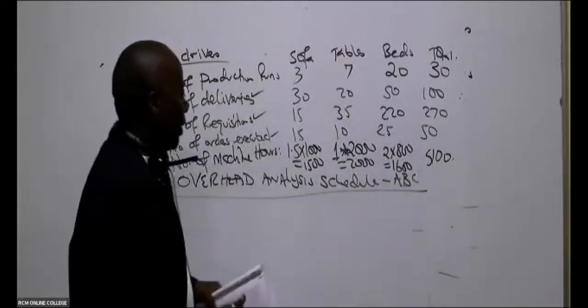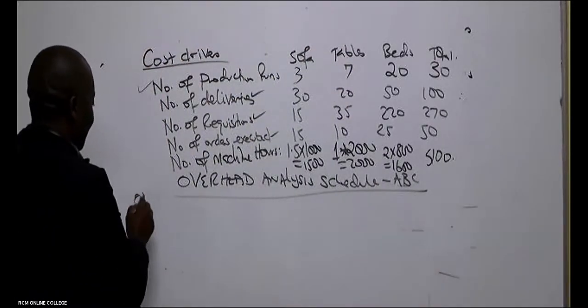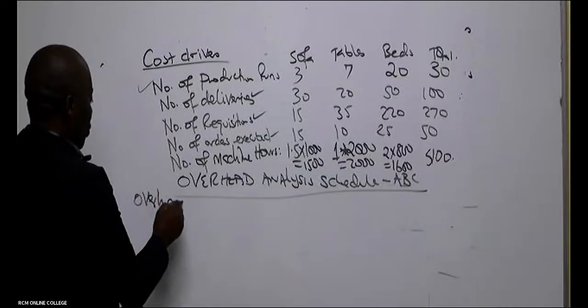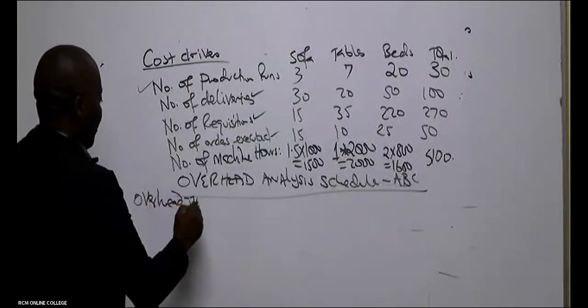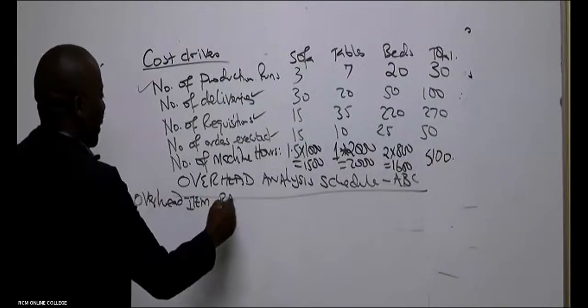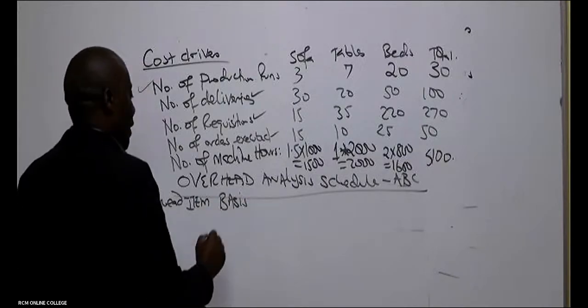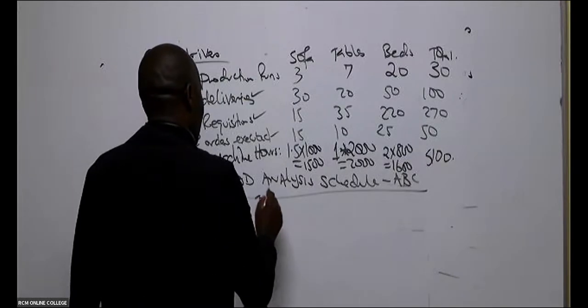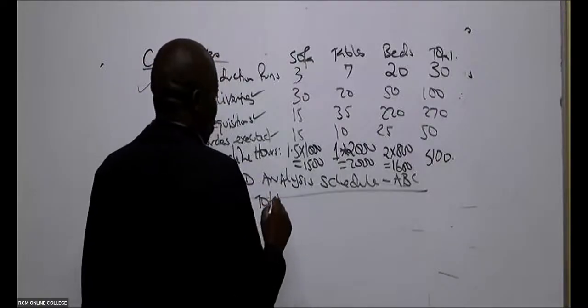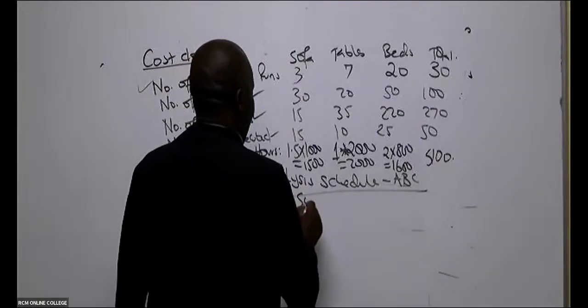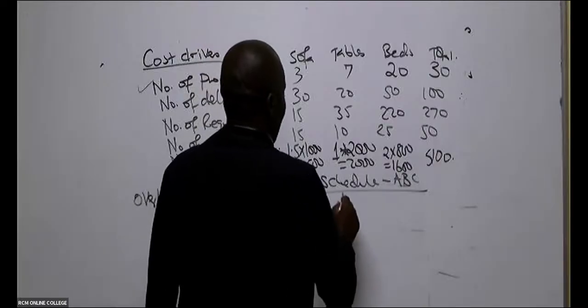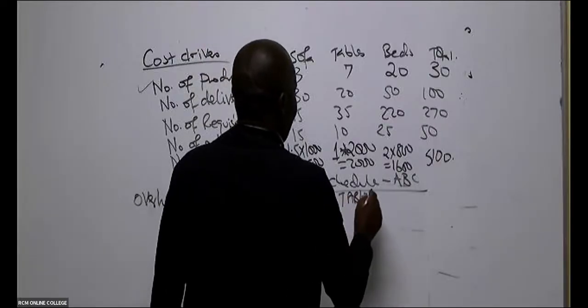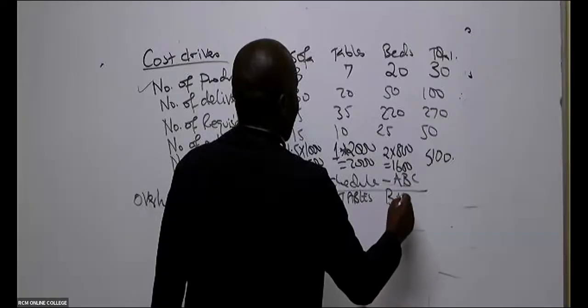All right. So then come and write here: overhead item. Write basis. And then you write total. And this total is what you spread to your products now. So far, we have tables. We have beds.